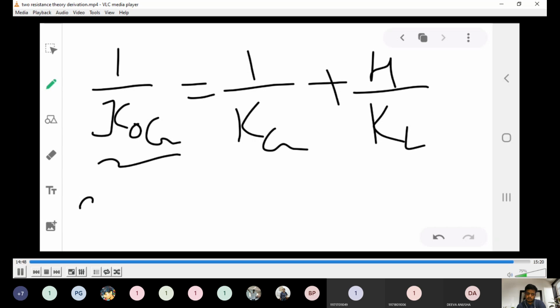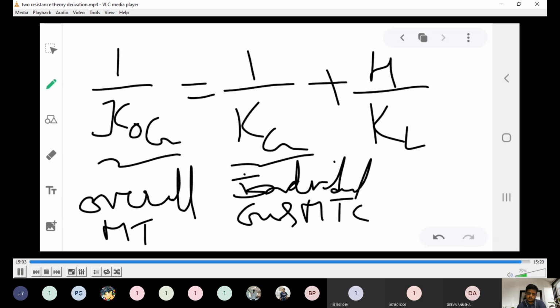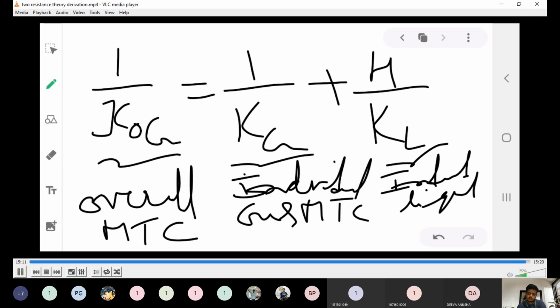So this is the overall gas phase mass transfer coefficient. This is the individual gas phase mass transfer coefficient. This is the individual liquid phase mass transfer coefficient. So these are the coefficients.